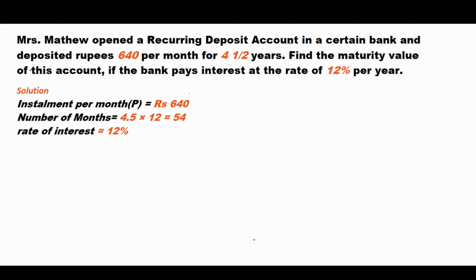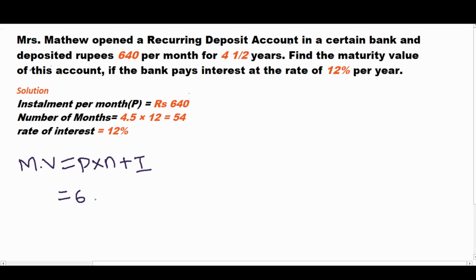That is, installment per month P is 640 rupees. Number of months for 4.5 years will be 54. The rate of interest is 12% mentioned in the question. We learned the formula MV is equal to P into N plus I in our last video. Let me substitute all the values now. So we got P as 640 and N value as 54 plus I.